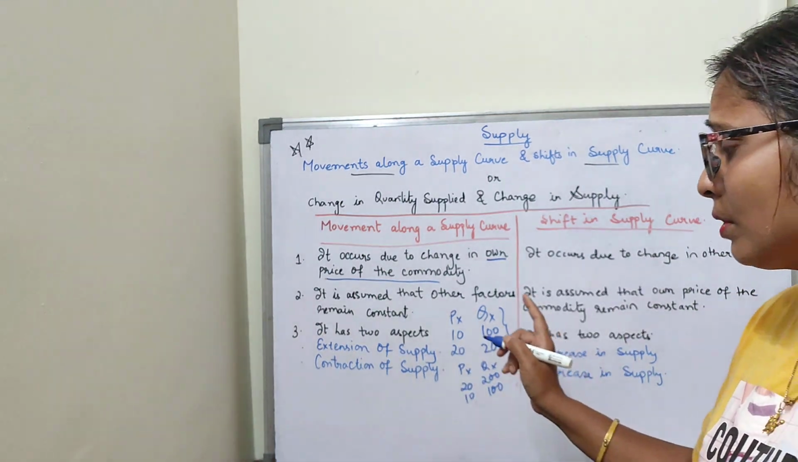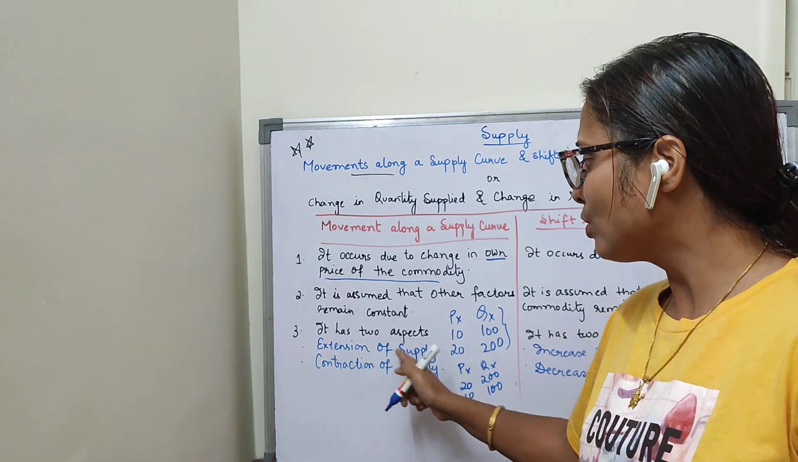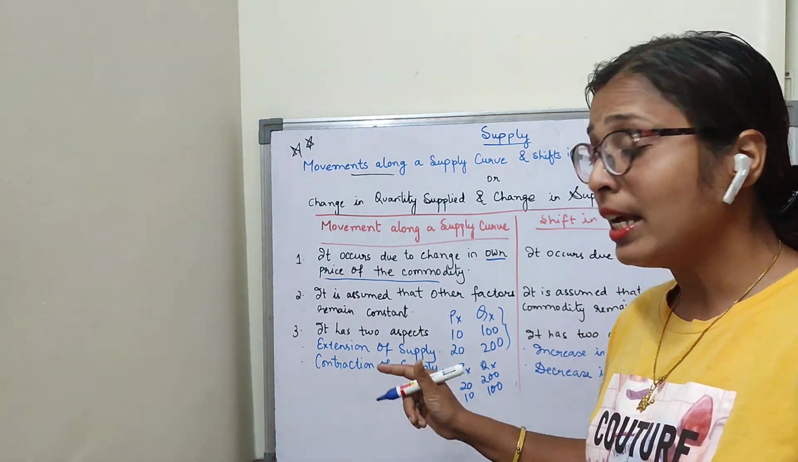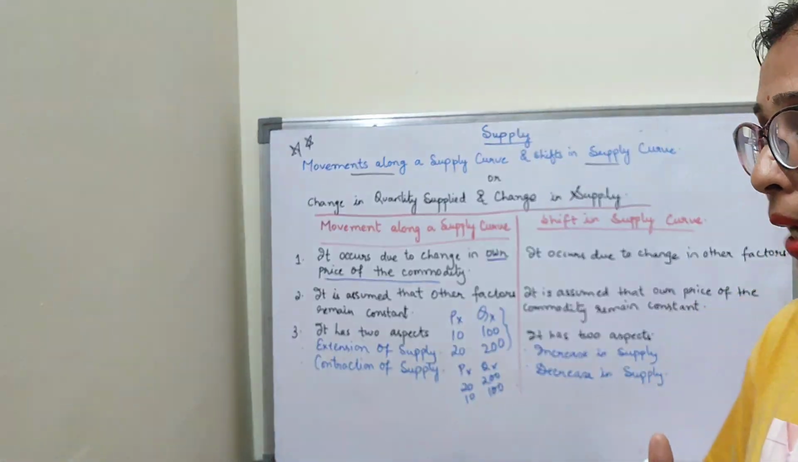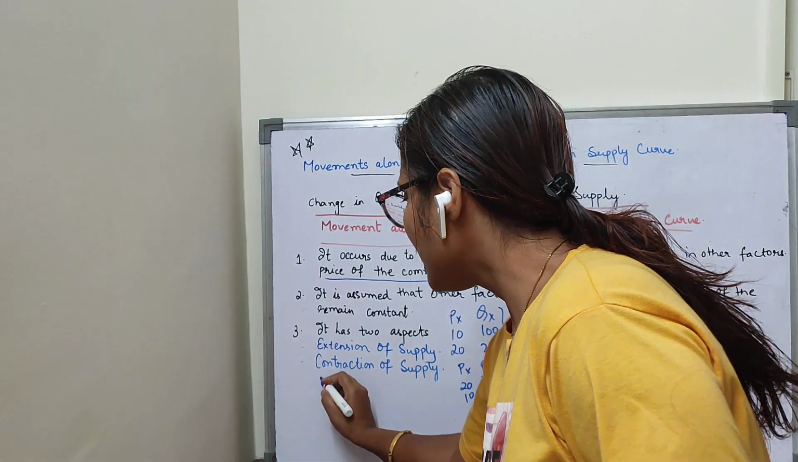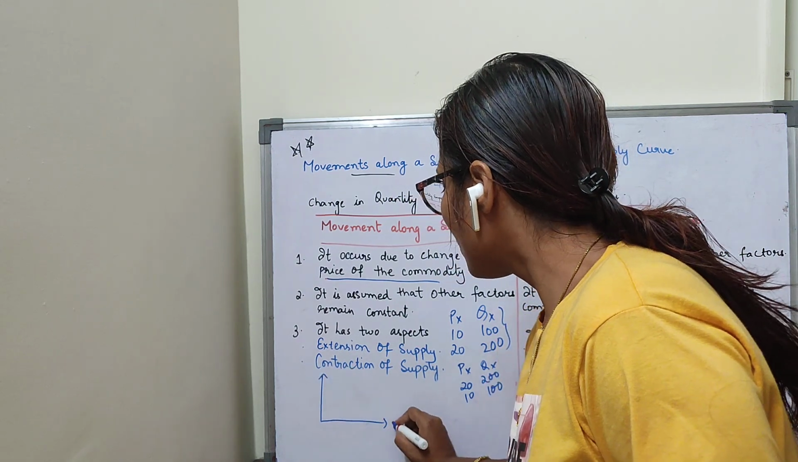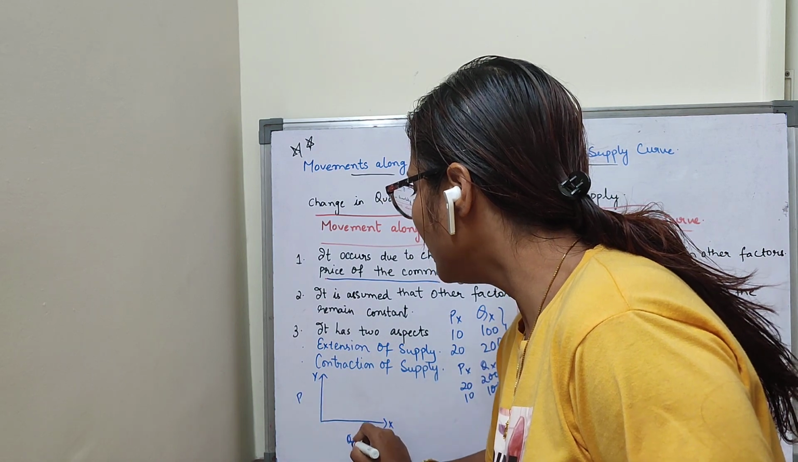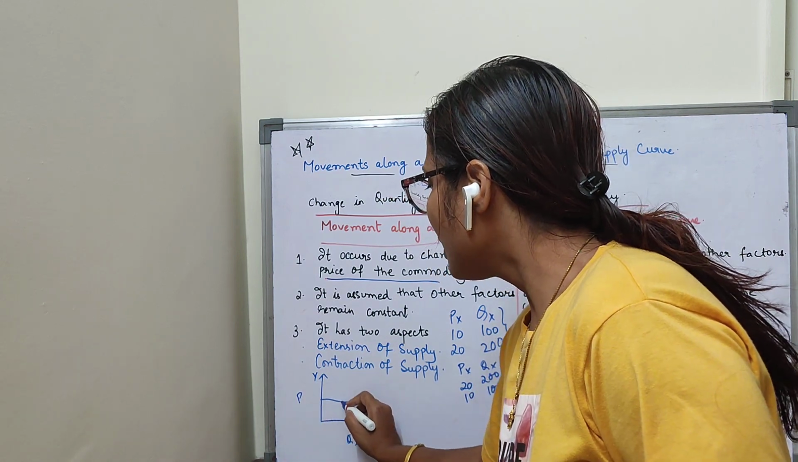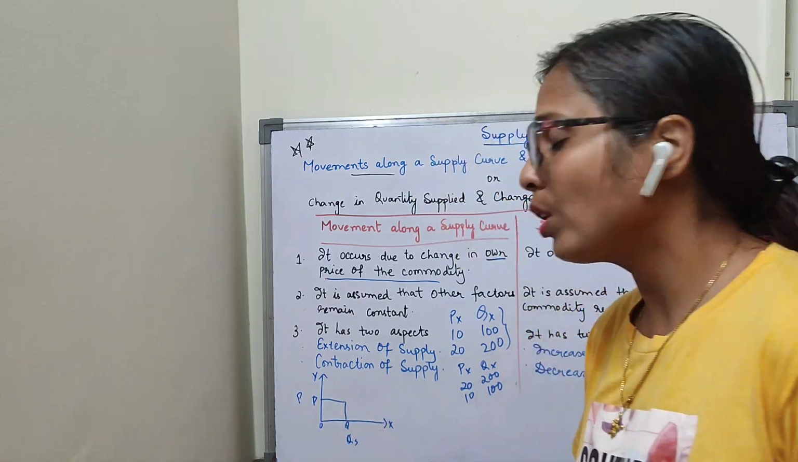Clear children? Now it has two aspects, that means two types of supply here: extension of supply, contraction of supply. Extension means we are extending the supply. That means when price increases, supply also increases. Here I am doing the diagram. So here I have taken the x-axis, this is y-axis, here the price, here the quantity supplied. OP is the initial price and OQ is the initial quantity.